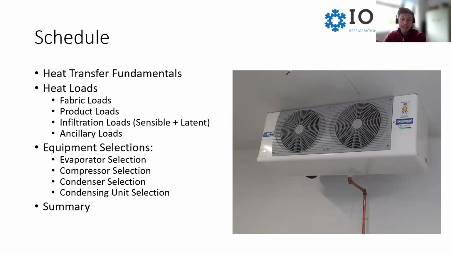Moving on to the heat loads of what we actually need to calculate, for example, a cold room. We have four aspects: the fabric loads, product loads, infiltration loads, and ancillary loads, which are effectively anything which doesn't fall into the first three categories. From there, that's where the majority of our time is going to be spent today, but then we're going to look at some equipment selections as well.